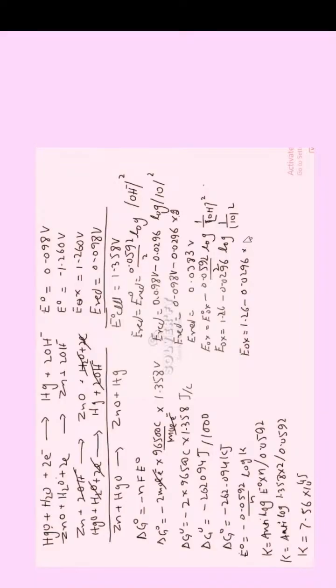equal to minus 2. So E oxidation is equal to 1.26 plus 0.0596, which is equal to 1.3192. Now to calculate the E cell, we will add the E oxidation plus E reduction.